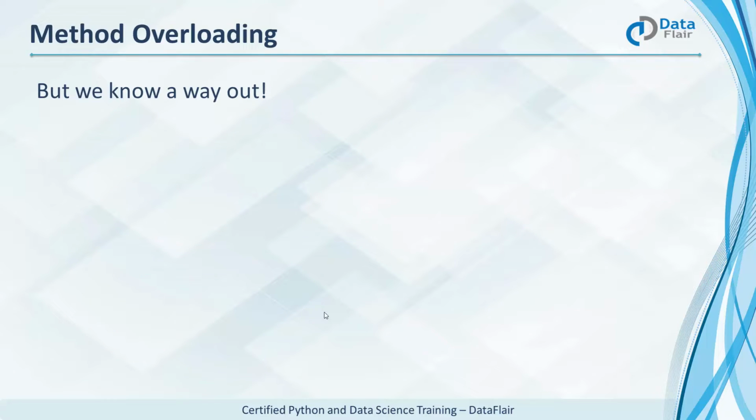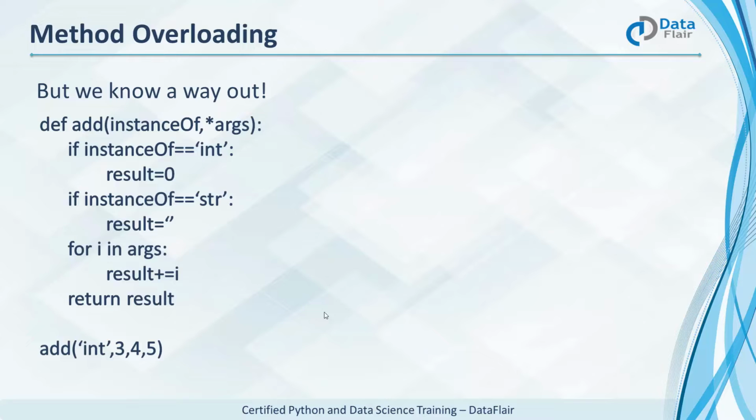But we know what to do. We use an argument instance of to tell the method whether to prepare for integers or strings. If it is int, result is 0. And because we've used arbitrary arguments, we can pass any number of integers. If str, result is an empty string. Now it adds or concatenates each value to result and finally returns it. We're trying to add 3, 4 and 5 and it works. Can we use it to concatenate strings? Sure.